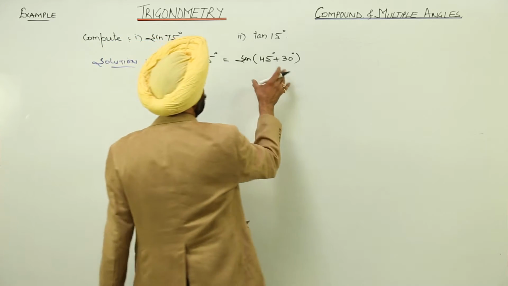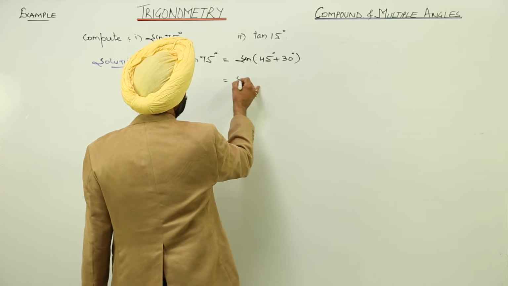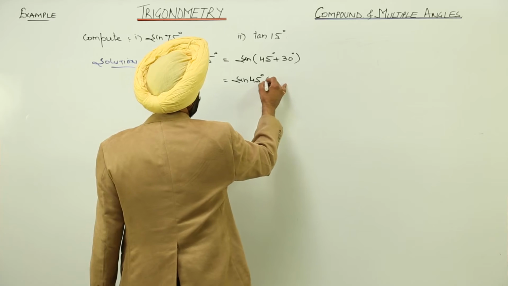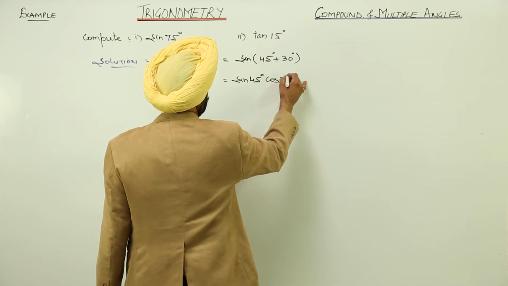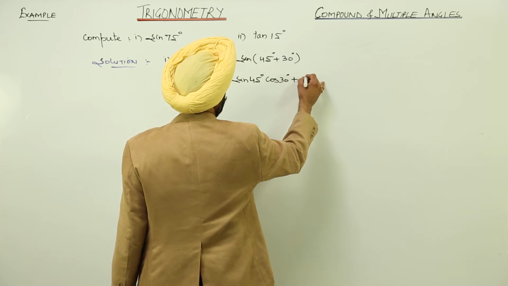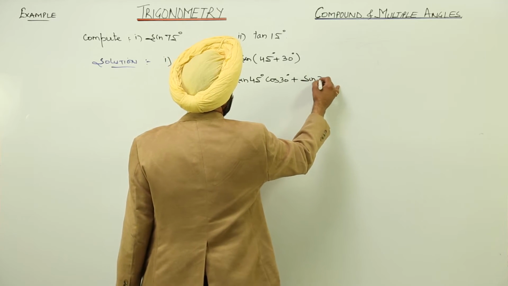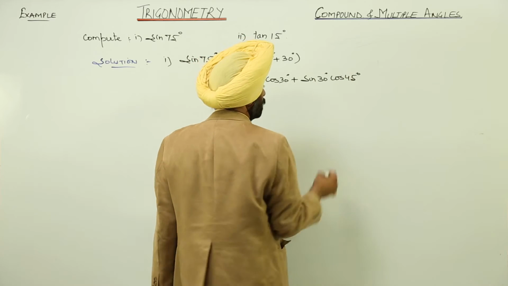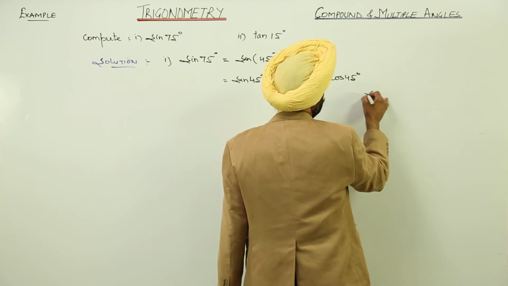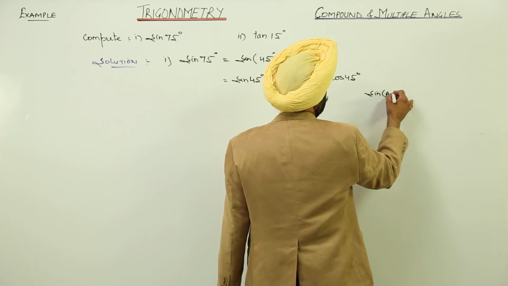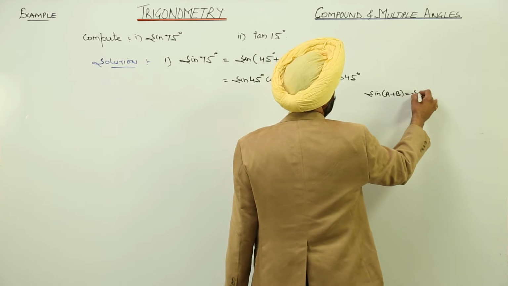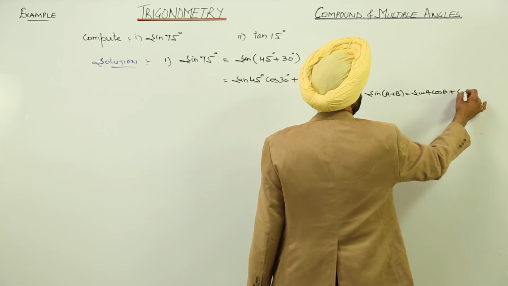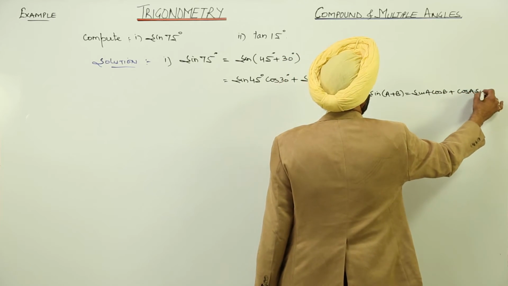Now sine 45 plus 30, now this becomes sine 45 degree cos 30 degree plus sine 30 degree cos 45 degree. Okay. So which formula we have used? Sine A plus B is equal to sine A cos B plus cos A sin B.